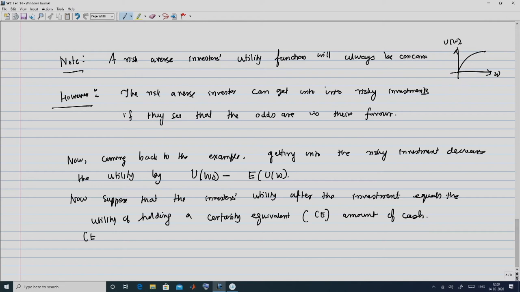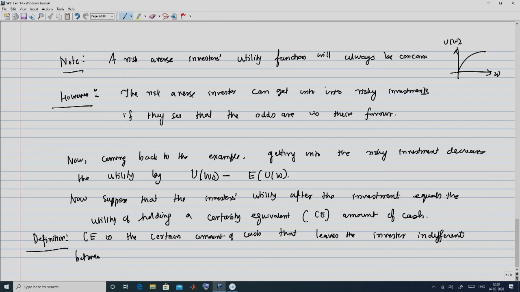So, the definition for certainty equivalent is the certain amount of cash that leaves the investor indifferent between a risky investment and the certain amount of cash, which is C, the certainty equivalent.